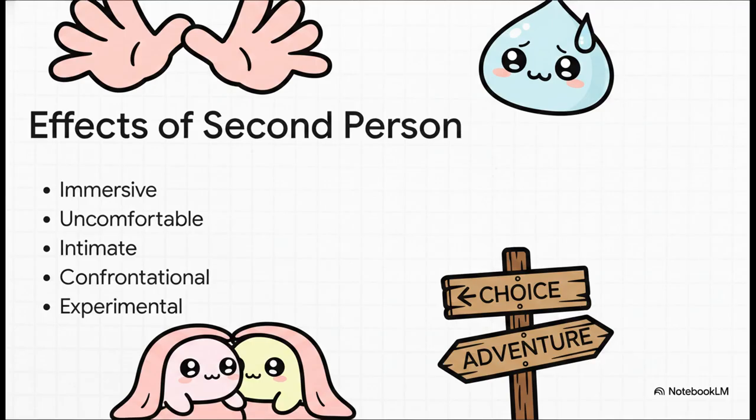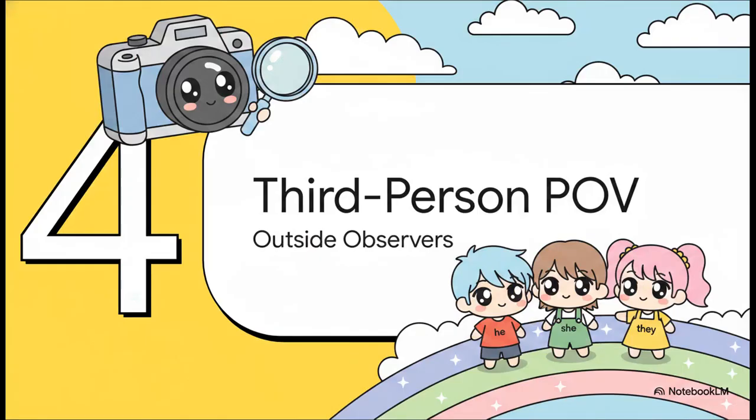Writers mostly deploy this bold lens in experimental literature, in intense psychological horror, or, if you remember these from when you were a kid, in choose-your-own-adventure narratives, where you literally make the decisions. Let's pull that camera lens way back now as we move into Section 4, Exploring Third-Person Perspectives.